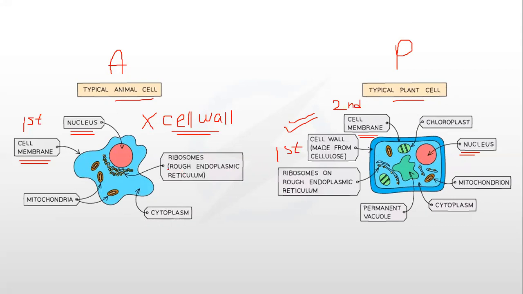उसके बाद हम बात करें राइबोसोम्स की. Ribosomes are also present in animal cell. They are also present in plant cells. Cytoplasm and mitochondria, both of them are present in animals and plant cells.